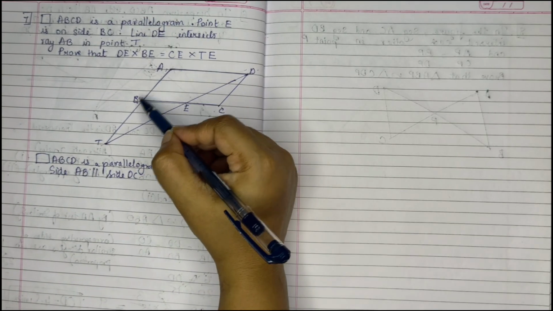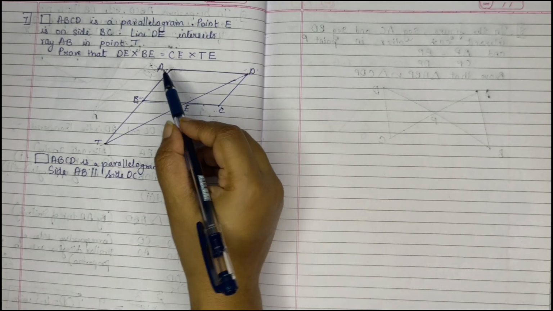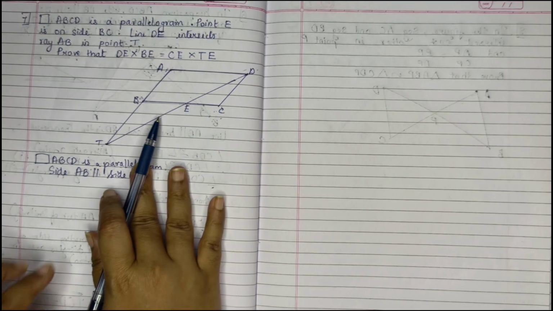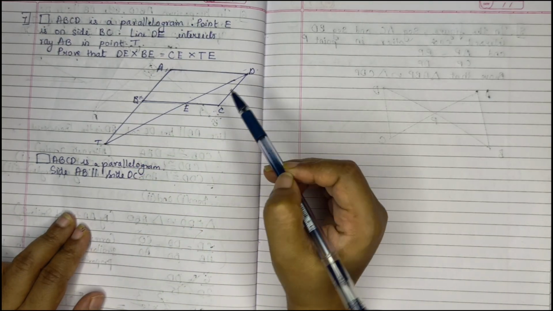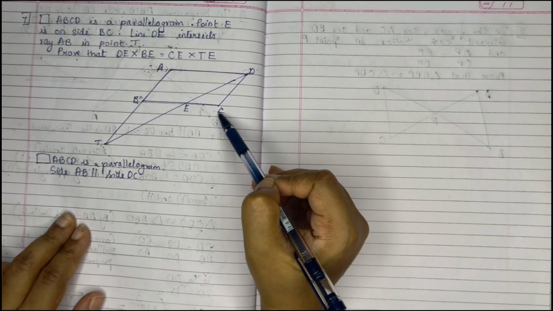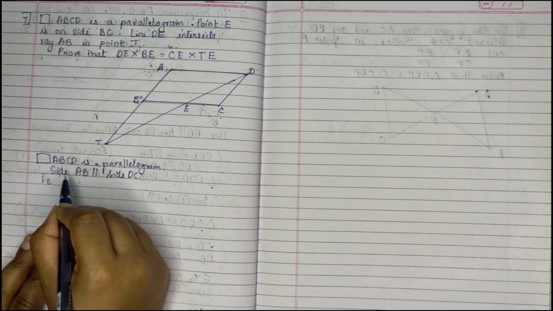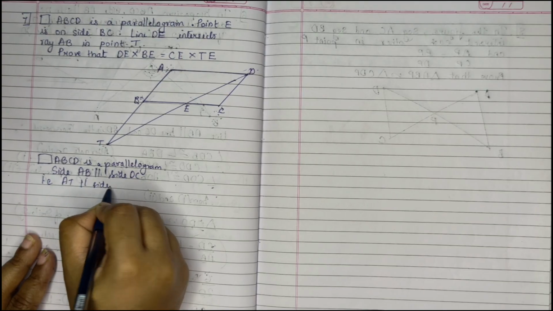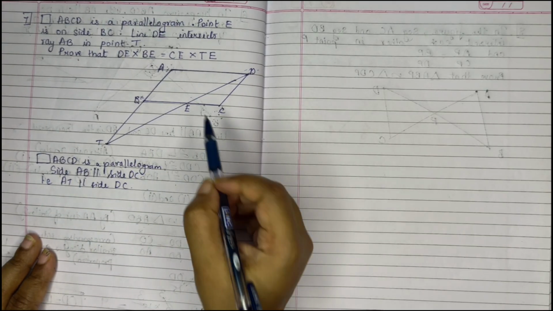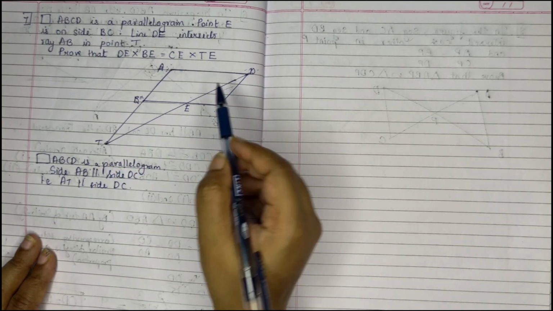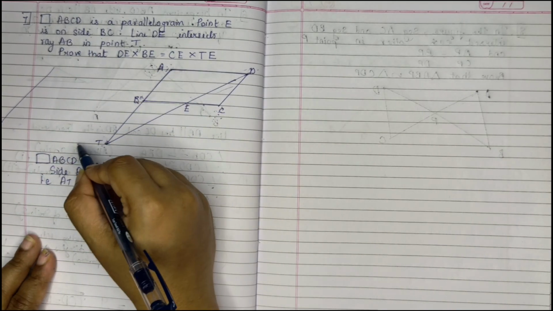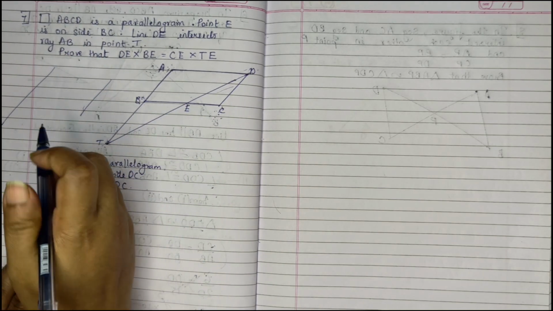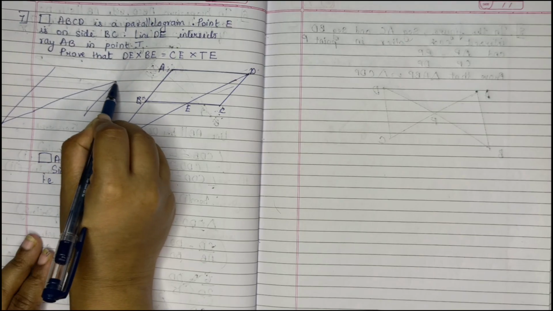Now if AB is parallel to DC, if you extend the same line, we can also say AT is parallel to DC. So instead of AB, first we wrote AB is parallel to DC, now we can write AT is parallel to side DC. Now if these two lines are parallel, AT is parallel to DC, we will take this as the transversal.